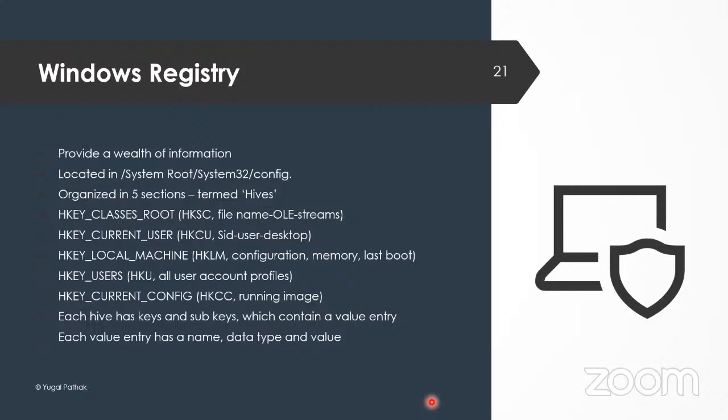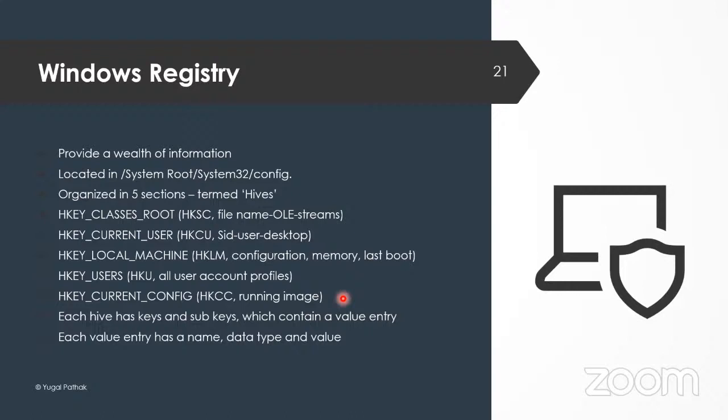Let me explain. Classes root contains the file names, the root files of the operating system. Current user means the current user desktop being accessed. Local machine holds the memory, last boot, and all the information of the machine. Users holds all the user account profiles, user details, and whatever the users have done on the system. Current config means the current configuration of the machine, the running image, whatever is currently running.